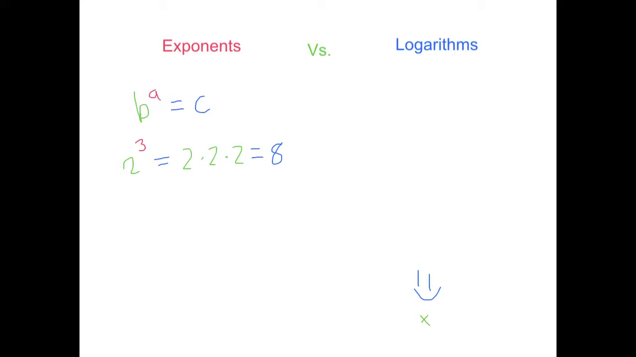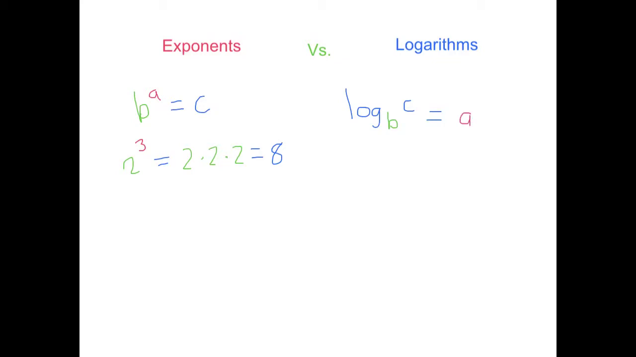Let me clean up here. A logarithm is going to seem arbitrary at first, but I'm going to write it down, just let it sink in. This is how you write a log: log base b of c equals a number. I honestly don't know how to say it really. I think that's how it's said.